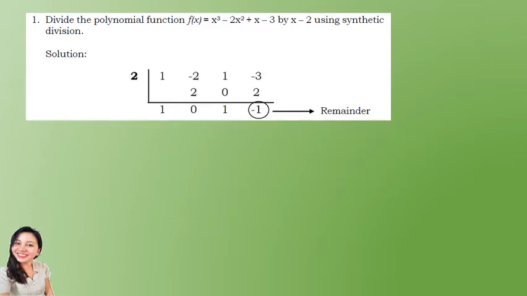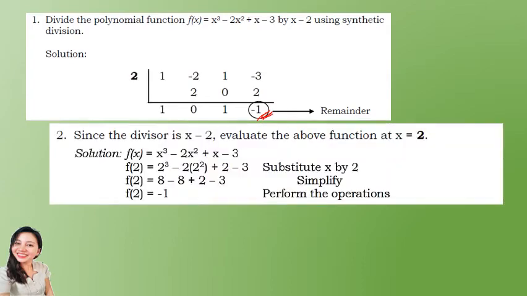So this will be the quotient. And the last number is what we call the remainder. Second, since the divisor is x minus 2, evaluate the above function at x equals 2. When you say evaluate at x equals 2, it means every x here will be replaced with 2. Why 2? Because again, our divisor is x minus 2, and that is x equals 2.